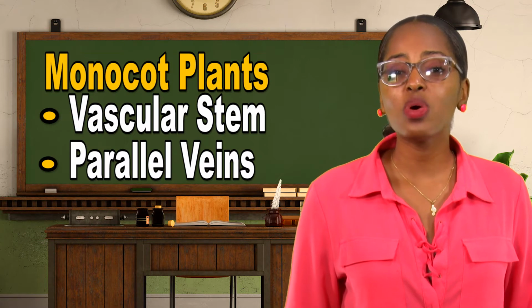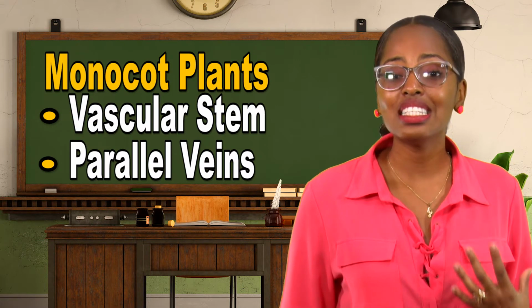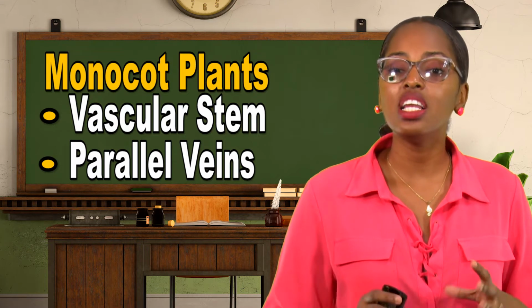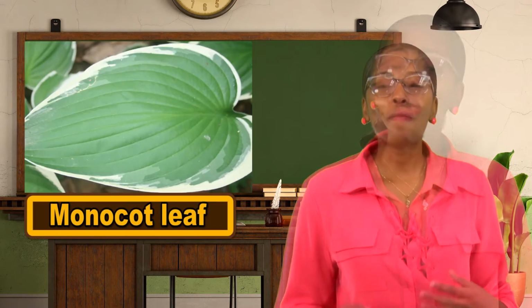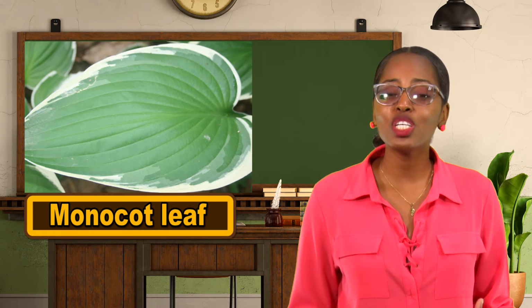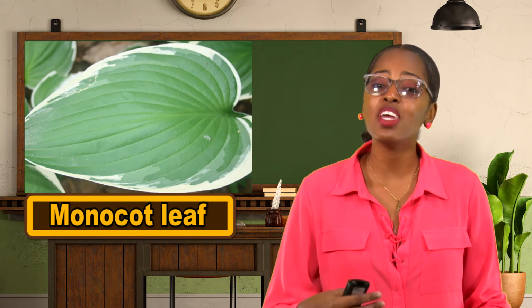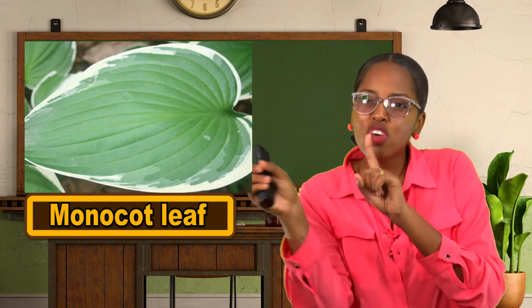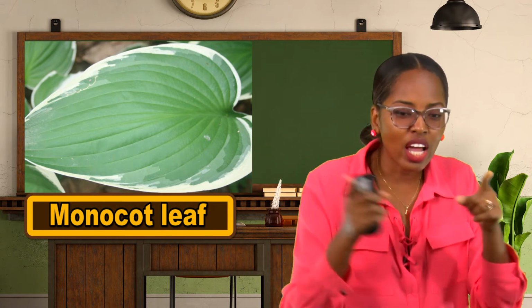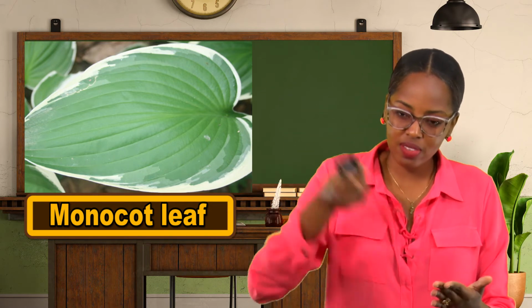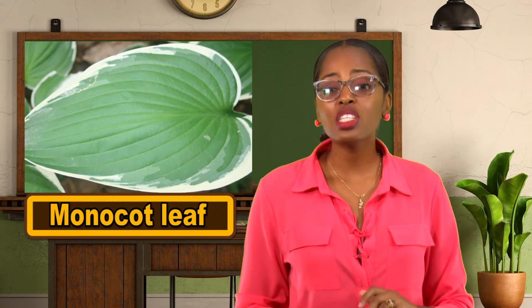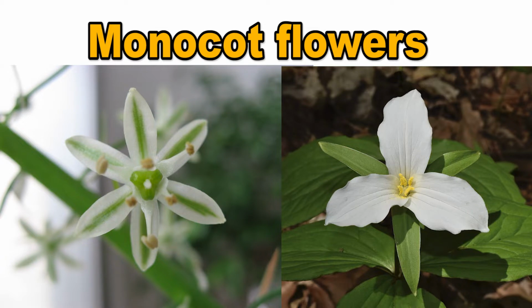Monocot plants also have a vascular stem, which is scattered. They also have leaves with parallel lines, meaning that upon observation of the leaf, you would notice that the veins run in a parallel direction, meaning they don't run in all directions. They run straight this way, and that's what they look like. Monocot plants also have flowers with multiples of 3 petals.